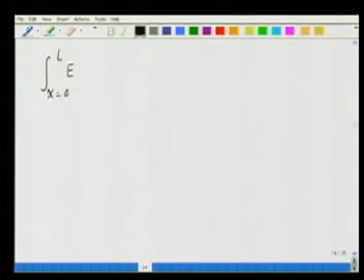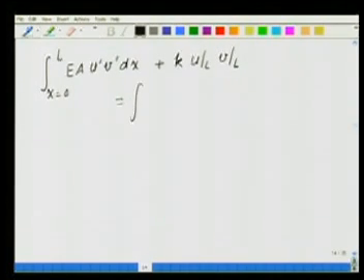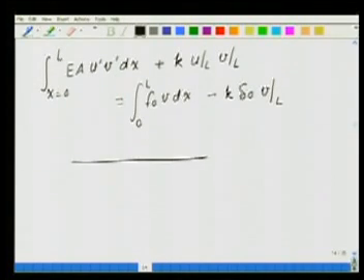So when we shift it to the left hand side, the weak form becomes integral 0 to L EA U prime V prime dx plus K U at L V at L is equal to integral 0 to L f naught V dx minus K delta naught into V at L. So with this, what happens? Now let us go to our finite element formulation.